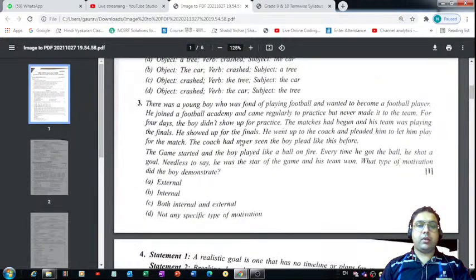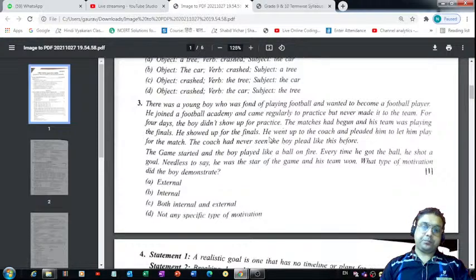Let's come down to this third question. There was a young boy who was fond of playing football and wanted to become a football player. He joined a football academy and came regularly to practice, but never made it to the team. For 4 days, the boy didn't show up for practice. The matches had begun and his team was playing the finals. He showed up for the finals.